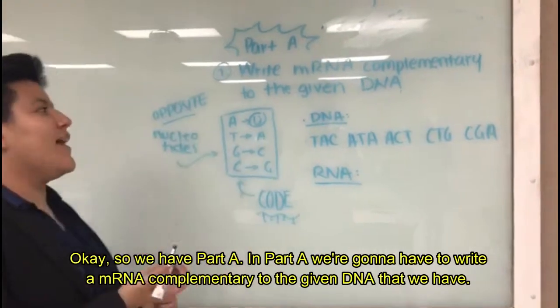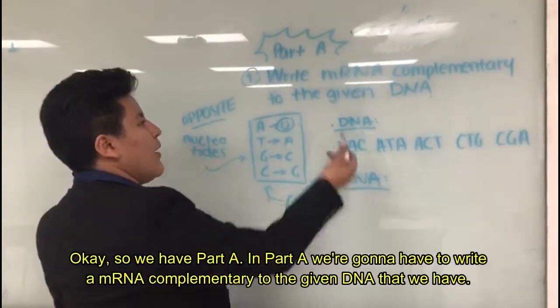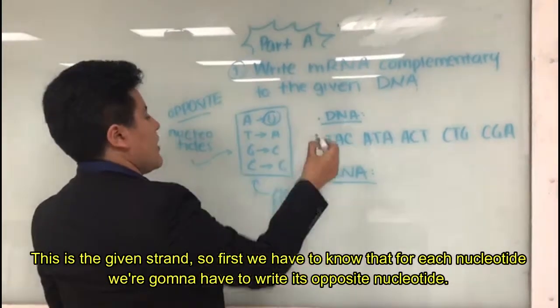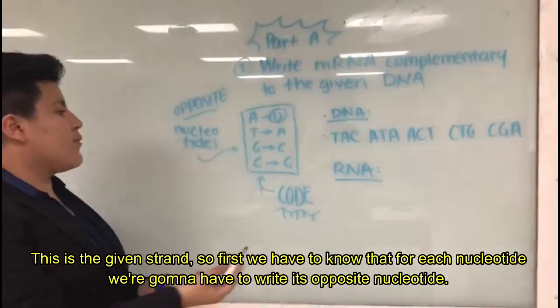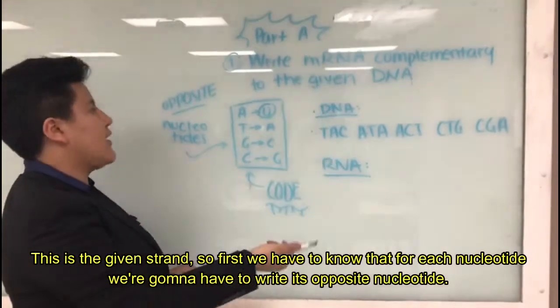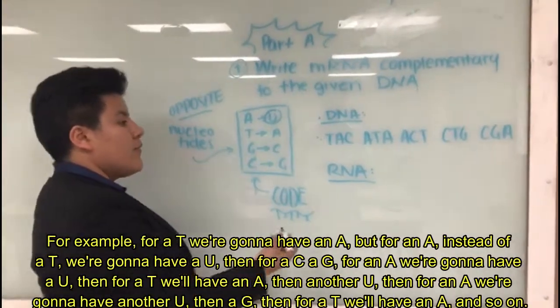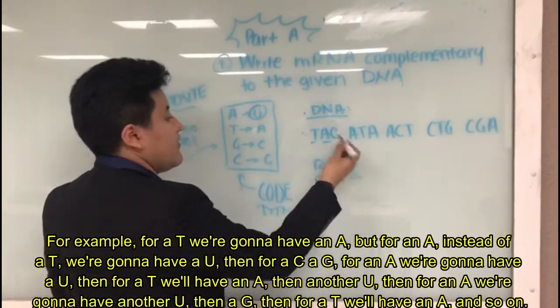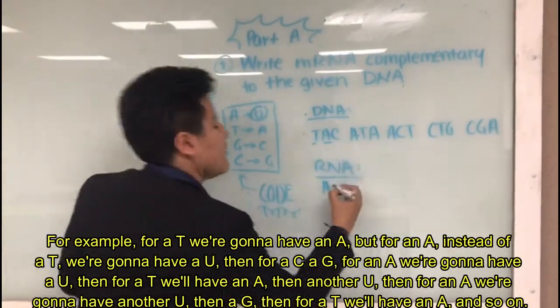Okay, so we have part A. In part A, we're going to have to write a messenger RNA complementary to the given DNA that we have. This is the given strand. So first we have to know that for each nucleotide we're going to write its opposite nucleotide. For example, for a T, we're going to have an A. But for an A, instead of a T, we're going to have a U.